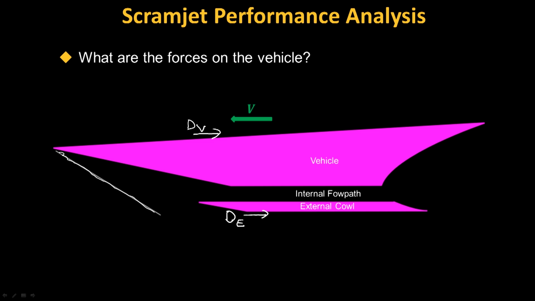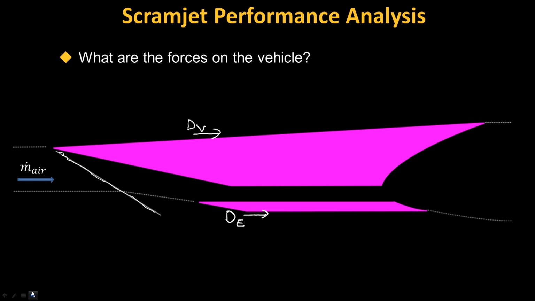Now, what about internal forces? As we've mentioned, the scramjet engine generates thrust by capturing air, and here I've indicated a stream tube of air that is passing through our engine. And as one can see, the flow of the air is affected by the shock wave off the front of the vehicle. So the scramjet engine will capture a certain amount of airflow, and we'll indicate this with m dot, and we'll call this m dot air.